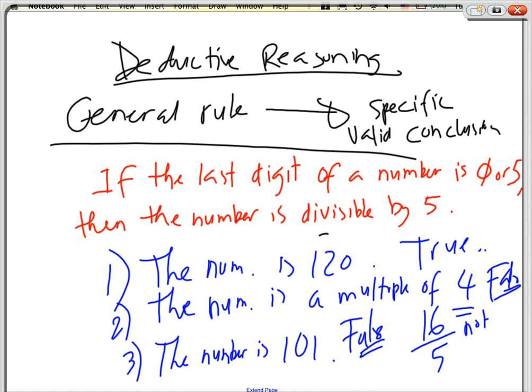Okay. Any questions? What we're just doing right here, guys, is we're using deductive reasoning logic. I have a conditional statement. I'm giving out a specific example to prove whether it's false or true. Question? Okay, good. Last one I want to talk about is called counterexamples.